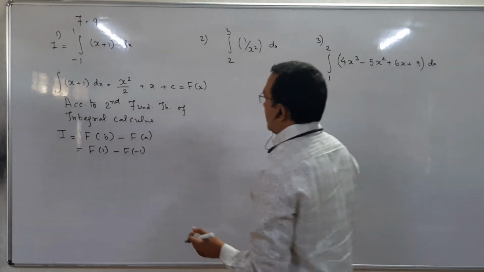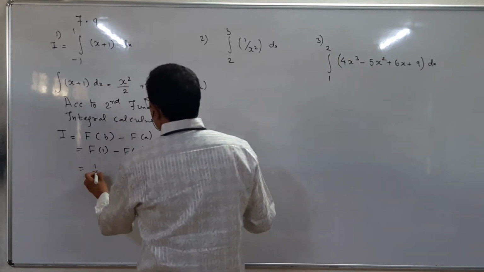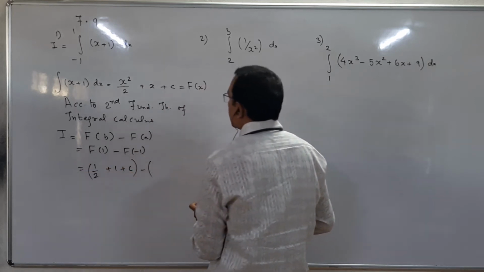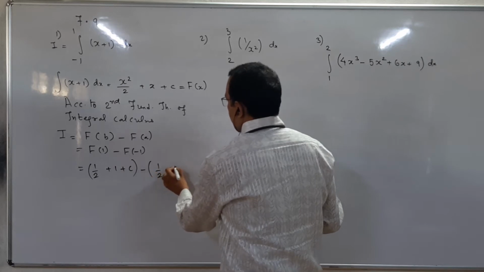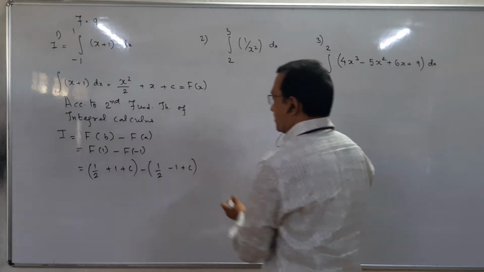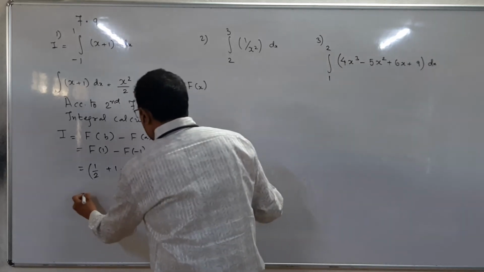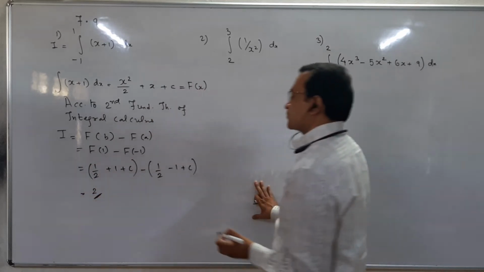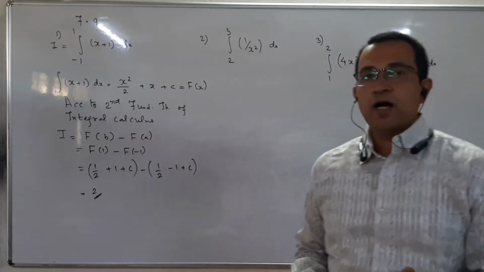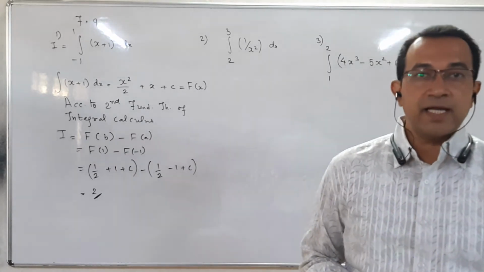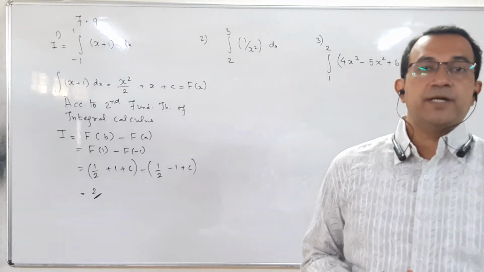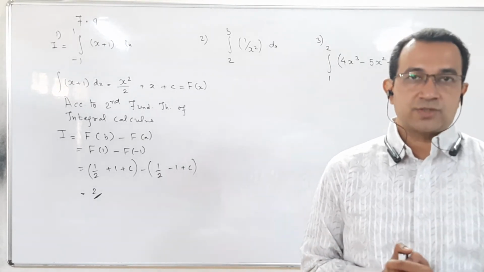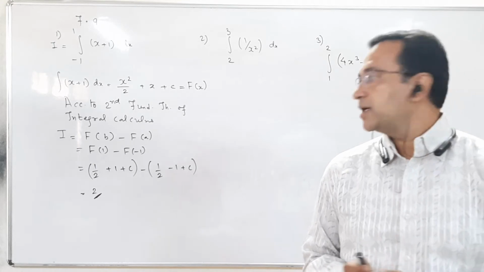So first I take the value at 1, which is half plus 1 plus c. I take the value at minus 1, which is half minus 1 plus c. C and minus c get cancelled. Half and minus half get cancelled. So the answer is 2. This is how, students, we have to apply the second fundamental theorem of integral calculus. I hope all of you have understood.